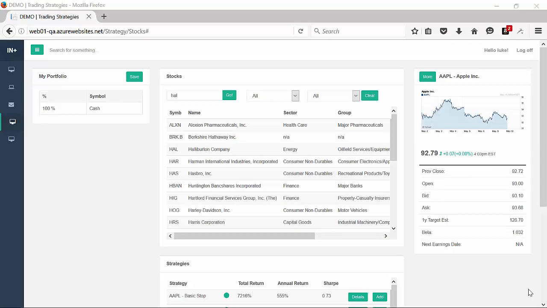Hello. Today we're going to look at Flip, the financial learning and investment platform strategy wizard. What I'd like to do today is demonstrate for you how to build a portfolio.